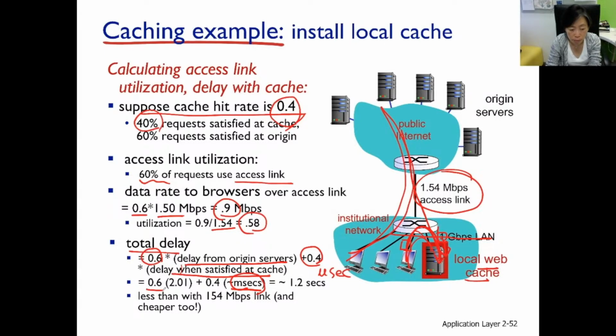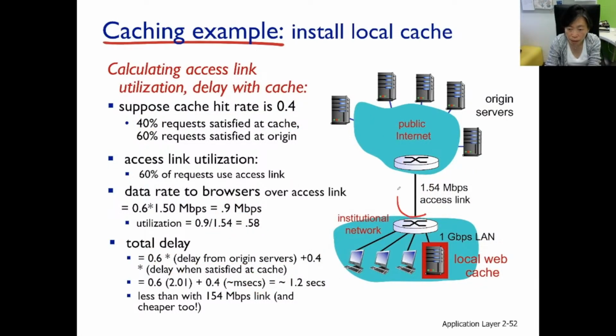Now, for the 60%, we'll have to go out and back, right? So this is very negligible. This part is the key component. This part, 2 seconds, we know for sure. So what's remaining is just the delay here on the access link with 58% utilization. Well, how much delay is this? If there's a lot of queuing delay, we go to minutes. If very, very low, only 1%, we go to milliseconds.